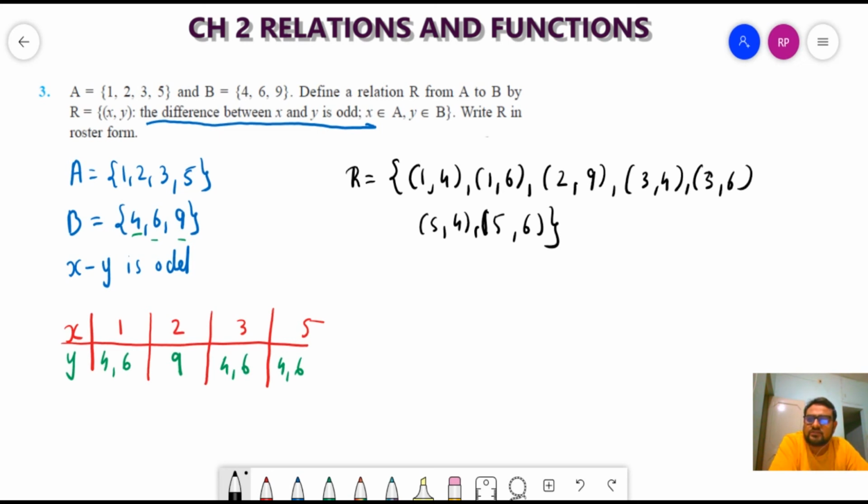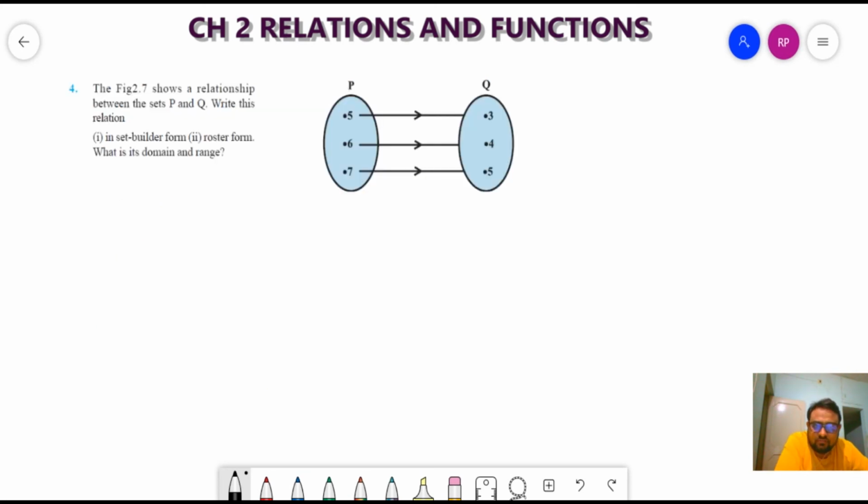Okay, now let's move to question number 4. The figure shows a relationship between the sets P and Q. Write this relation first in set builder form and second in roster form, and you have to write down its domain and range. So first let's solve the second one. I will solve the second one here.